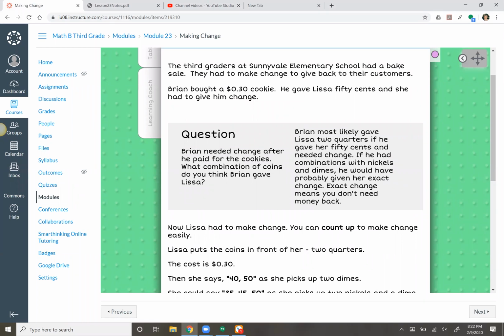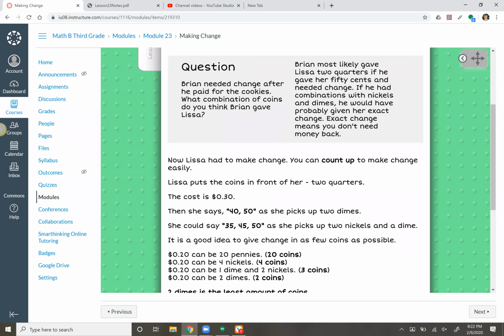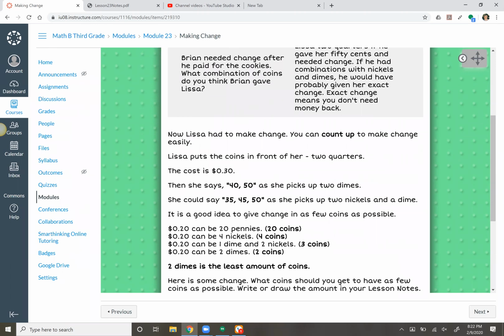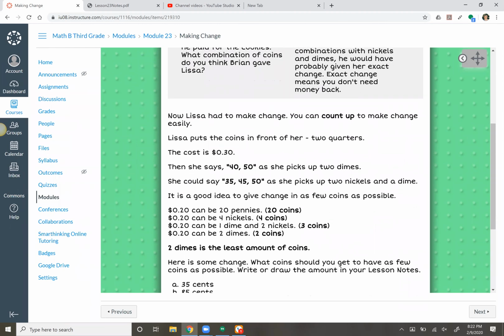So, Brian most likely gave Lisa 2 quarters if he gave her 50 cents and needed change. If he had combinations with nickels and dimes, he would have probably given her exact change. Exact change means you don't need any money back. Now Lisa had to make change. You can count up to make change easily.